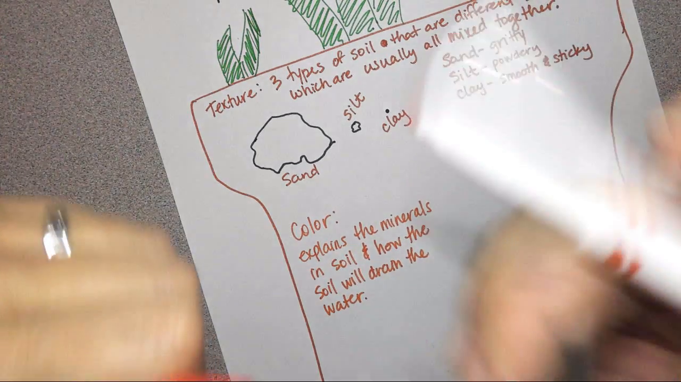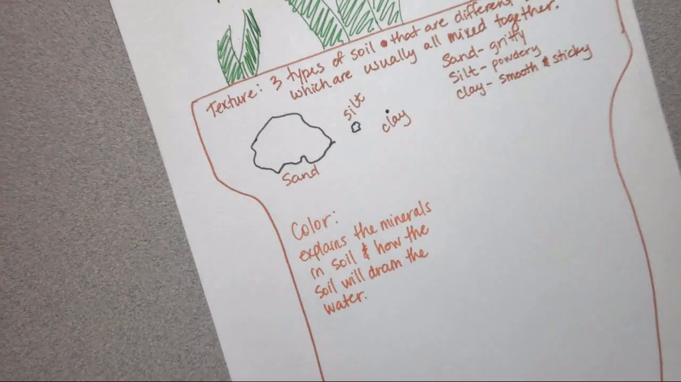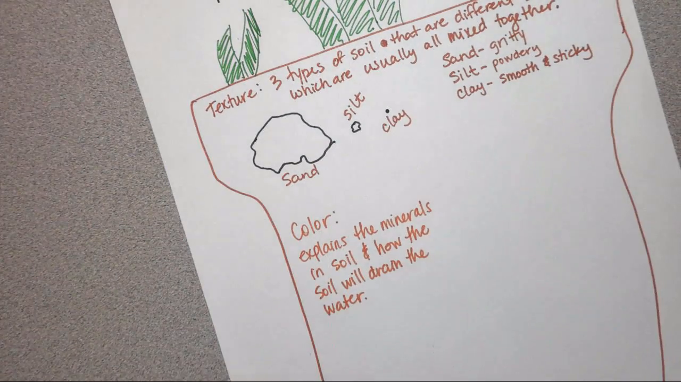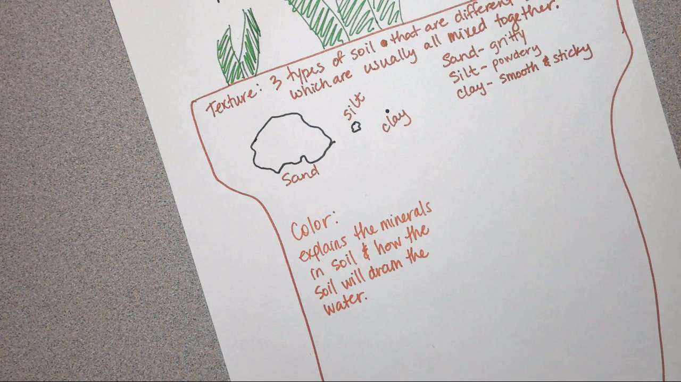Okay, so we got all different kinds of colors, right? Remember we did the red rocks, and I told you that was going to turn into clay. So if you have red in your soil, you've got iron in it because it rusts, and if you've got yellow in your soil, it's got some sulfur in it because sulfur is yellow. So those different colors tell us the kind of minerals that are in the soil.